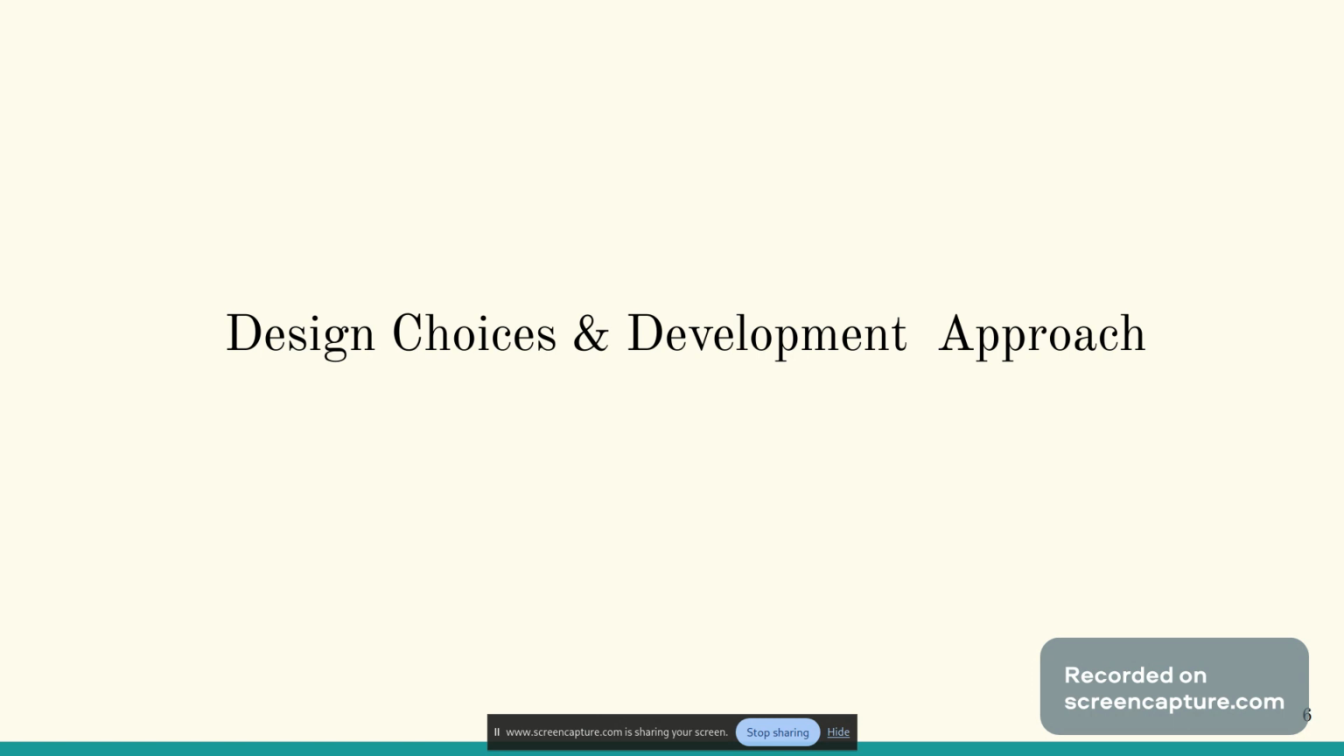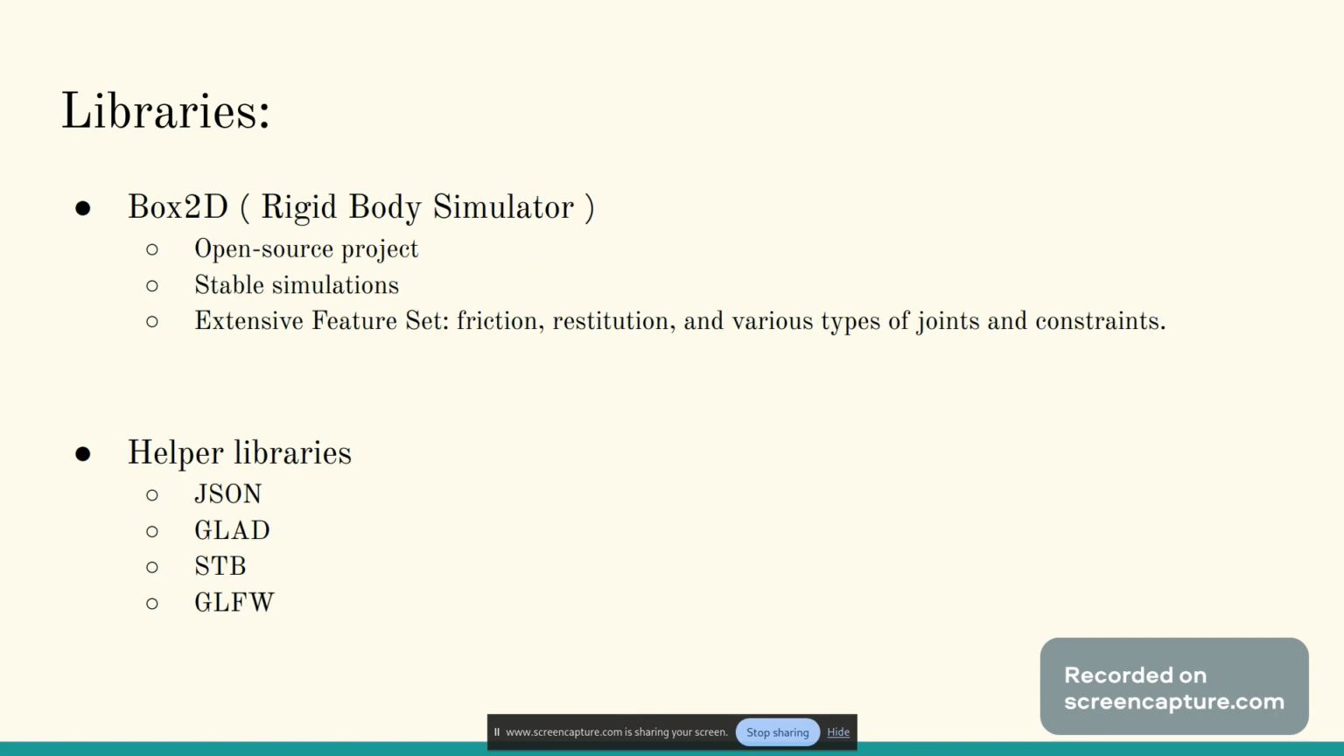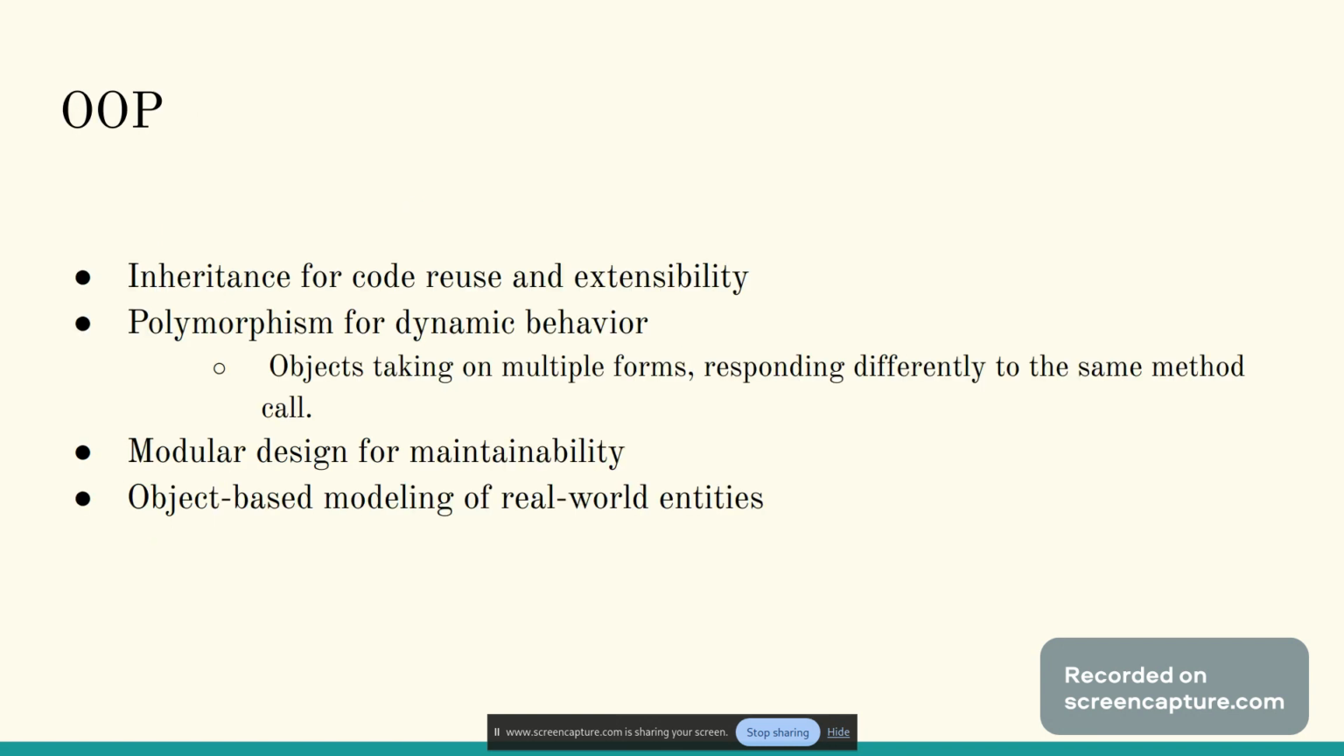So, what are our design choices and design approaches? We have used C++ as our base language. We have used OpenGL for rendering, ImGui for controls, Box2D for rigid body dynamics, and we have used helper libraries as well. The design approach is object-oriented programming. We have used OOP for inheriting the properties in our world system and for creating different items, and we have inherited primitives from those item classes.